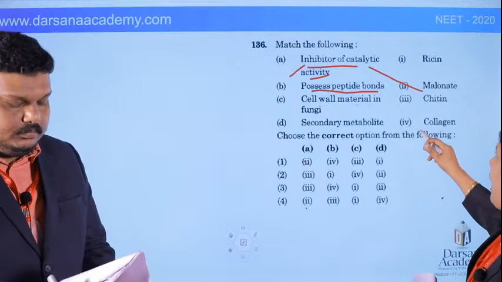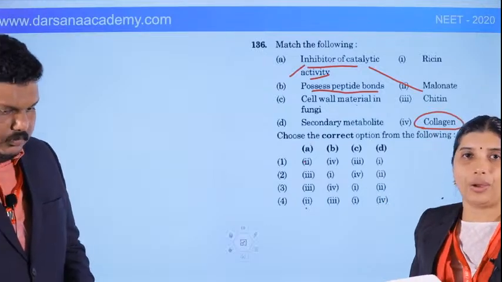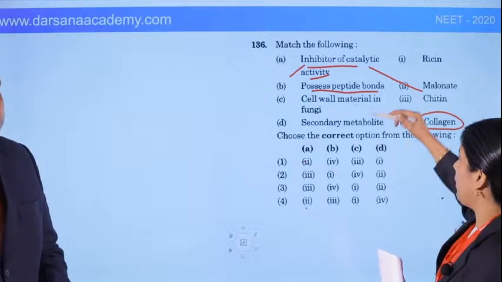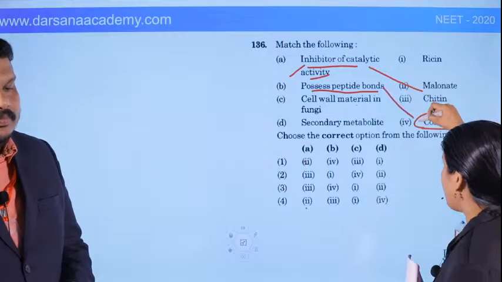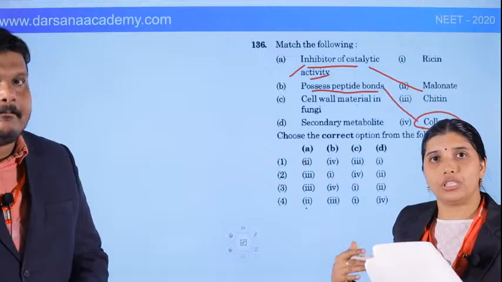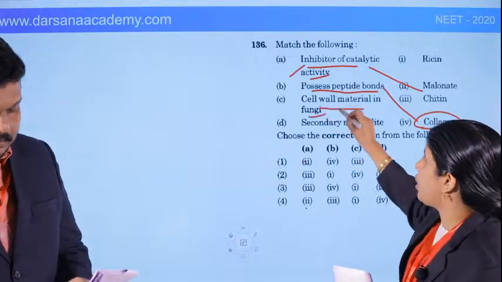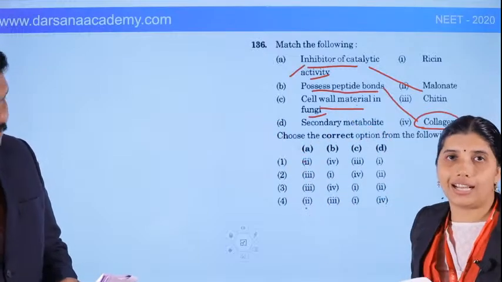Which one is the most abundant protein in the biosphere? Collagen. That is a very interesting option, I think. We can say that process peptide bond, collagen, protein. Since that is a protein, the collagen can be in the photosynthesis chapter and also in the biomolecules. And we can say the cell wall material in fungi, that is connected with biological classification.